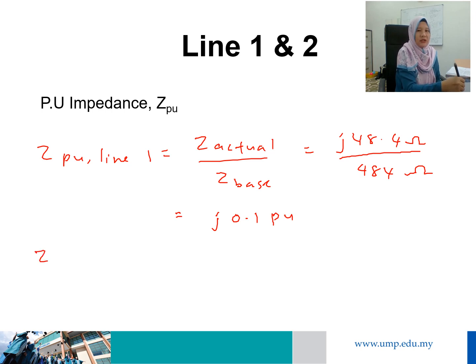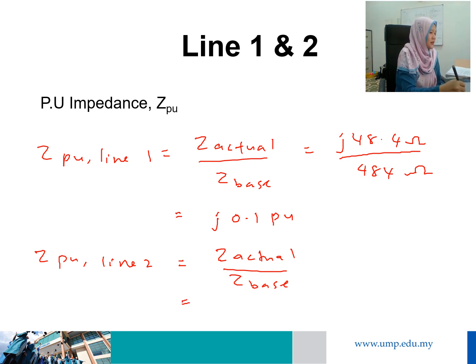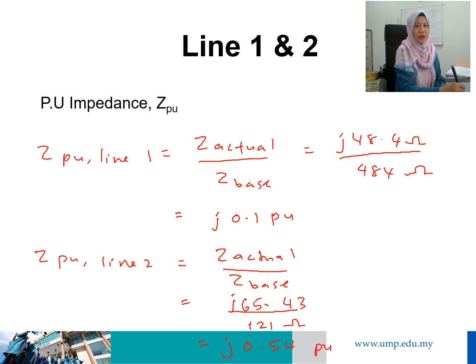And for transmission line 2, the per unit impedance is equal to Z actual divided by Z base, and Z actual is j65.43 divided by 121 ohm. So this is equal to j0.54 pu.